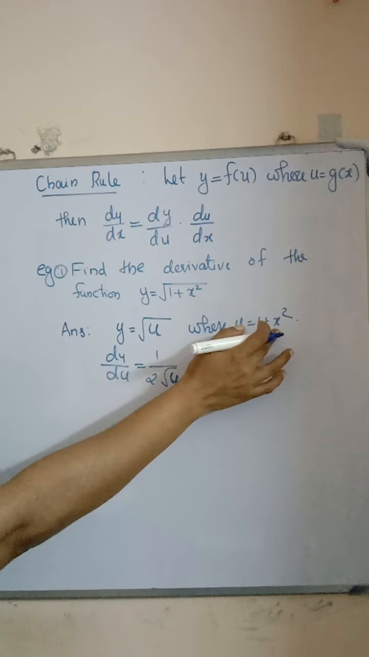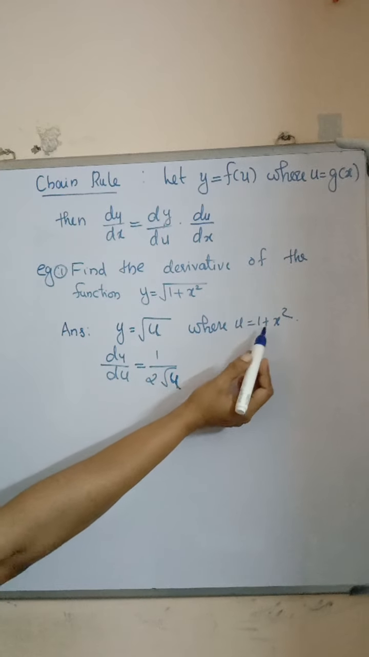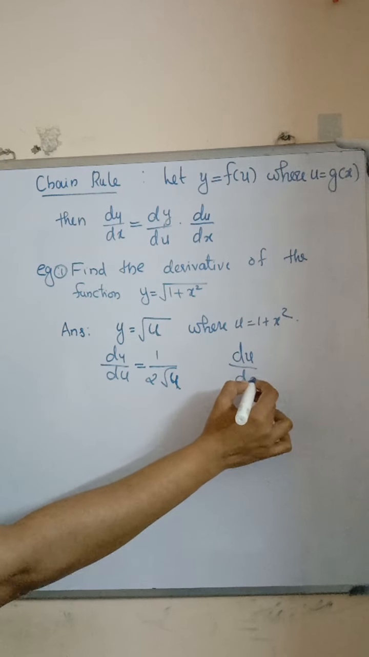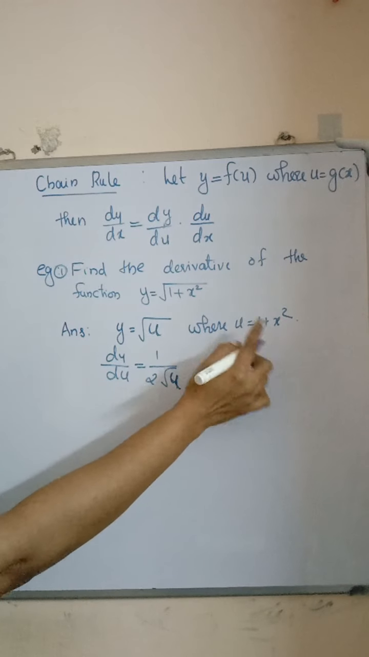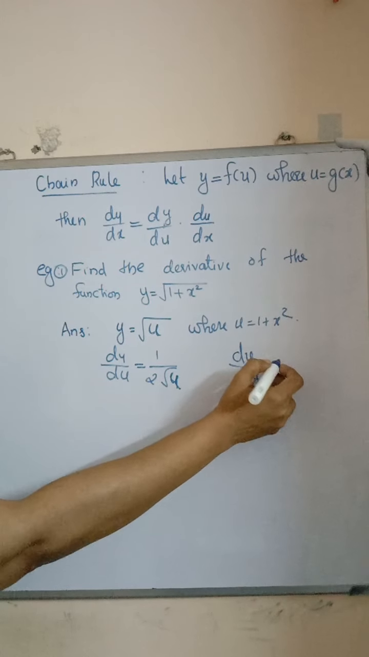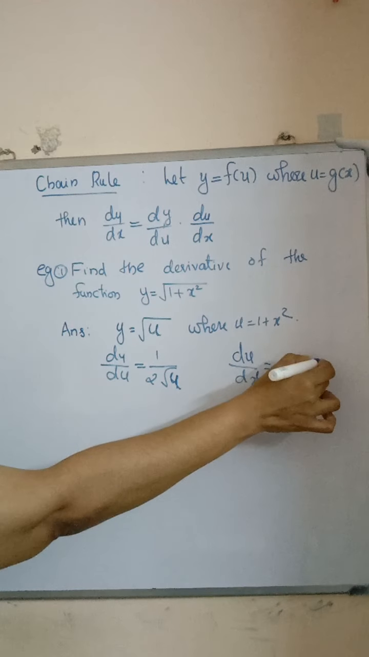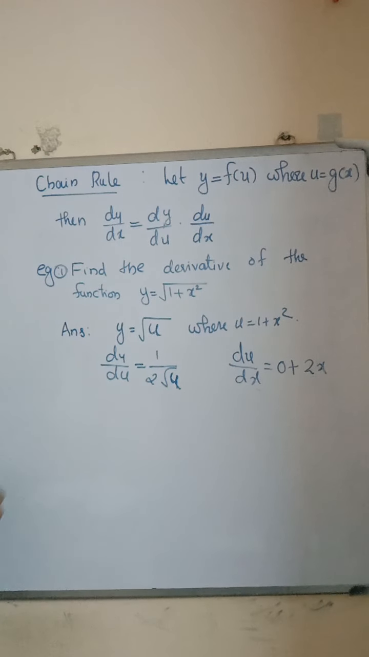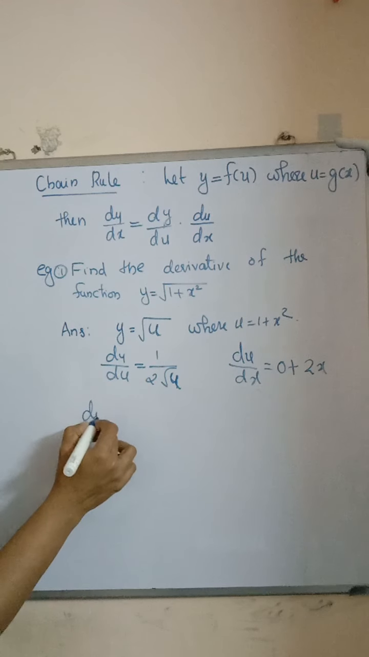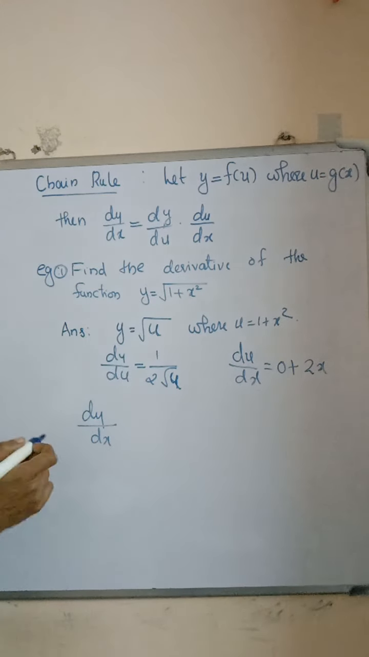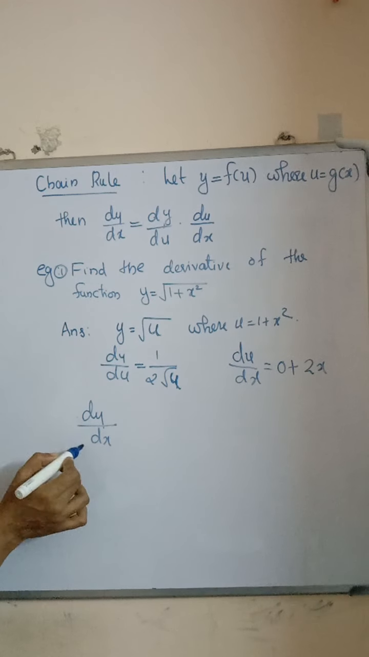Here u is equal to 1 plus x square. That is, u is a function of x. So what is du by dx? That is equal to derivative of 1 is 0 plus derivative of x square is 2x. So its derivative is 2x. Then what is dy by dx? We want to find the derivative of y, that is, we want to find dy by dx.